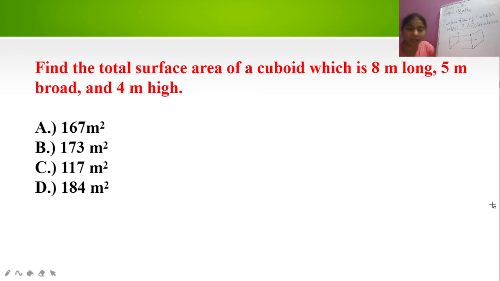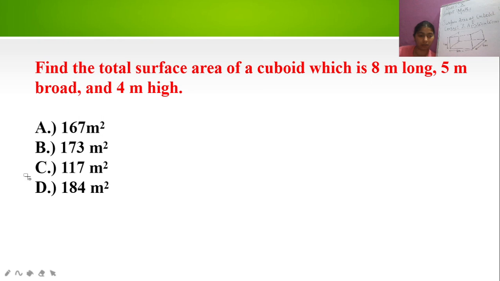So students, I made a cuboid for you. Okay, so let me mark all the requirements: 8 meter long, right? Height is 4 meter and 5 meter broad. So students, I've made a cuboid for you. Take the help of it and now do it. What is the answer for it? Use the formula for the total surface area and tell me the answer.